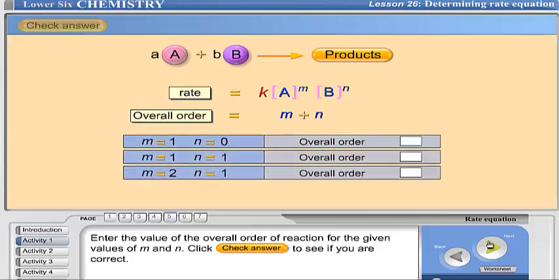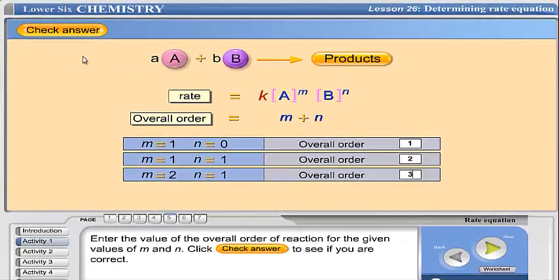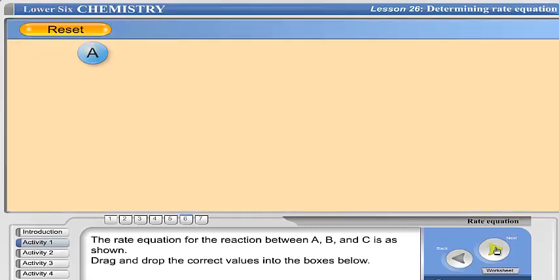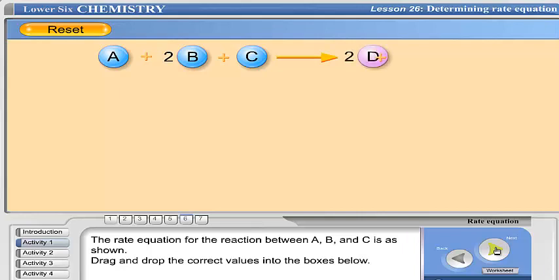Enter the value of the overall order of reaction for the given values of M and N. Click Check Answer to see if you are correct. The rate equation for the reaction between A, B and C is as shown. Drag and drop the correct values into the boxes below.